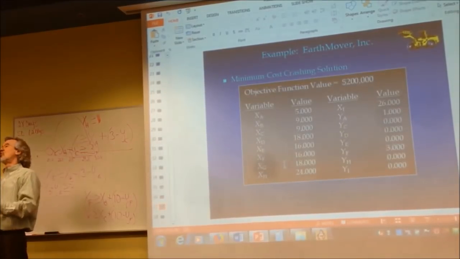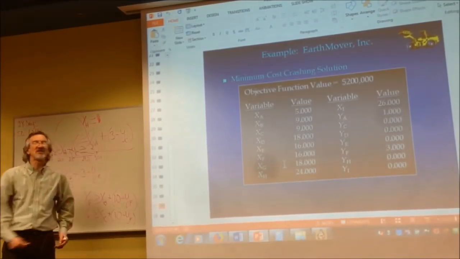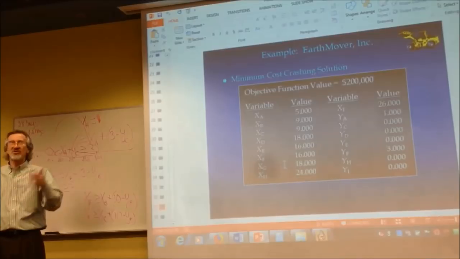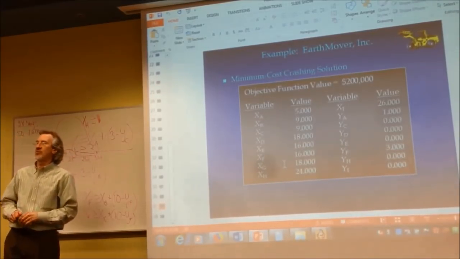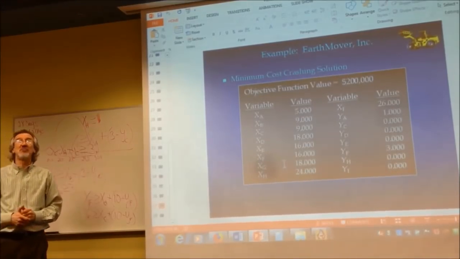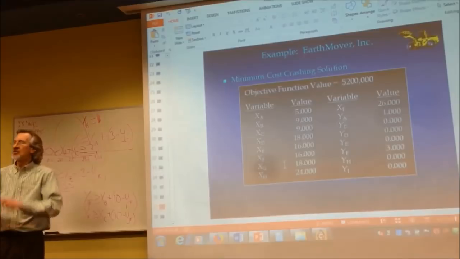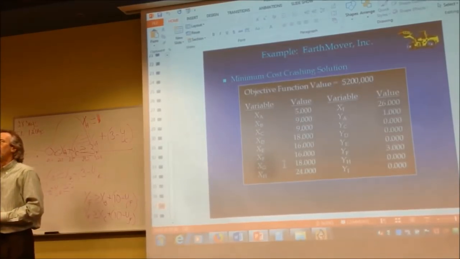But you have to be able to interpret the output. Okay, you got this crash to 26. What's going to be your cost? What's the lowest cost you were able to get to crash this to 26 weeks? That's right, $200,000. Which activities are being crashed and by how many? Just name one activity that's being crashed. What do you look for?